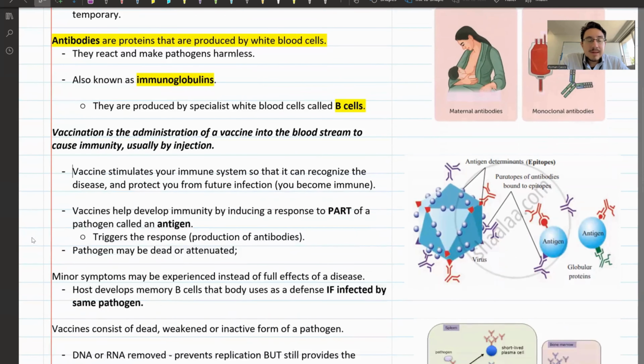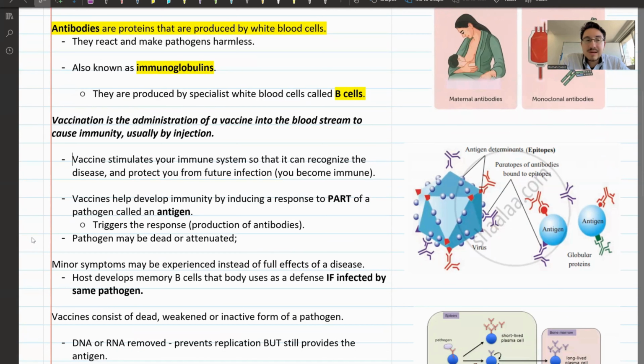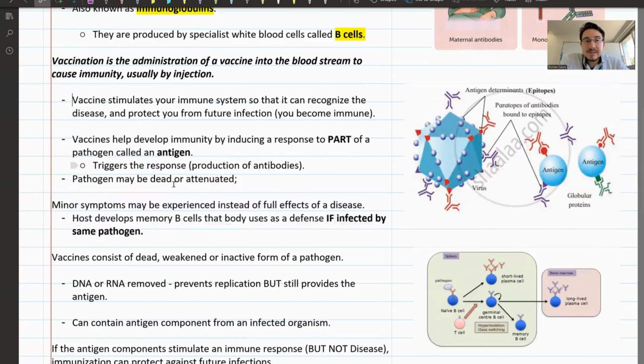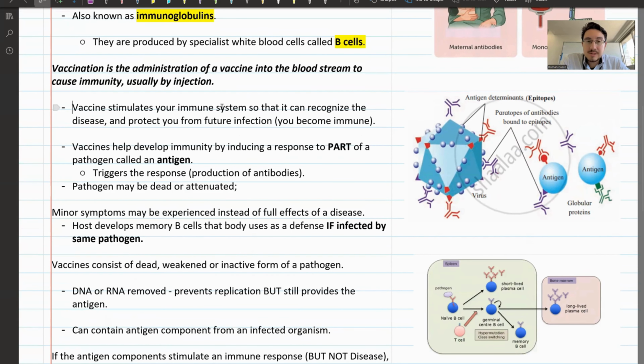All right. So, and then the whole concept of a vaccine and a vaccination, right? You do need to know this, right? It is the administration of a vaccine into the bloodstream to cause immunity, right? So it's making you jumpstart your immune system. Usually vaccinations are by injection, right? So what happens is that, again, the vaccine stimulates your immune system and your immune system will recognize the disease. And once you recognize a disease and you produce antibodies, those antibodies stay with you forever, right?